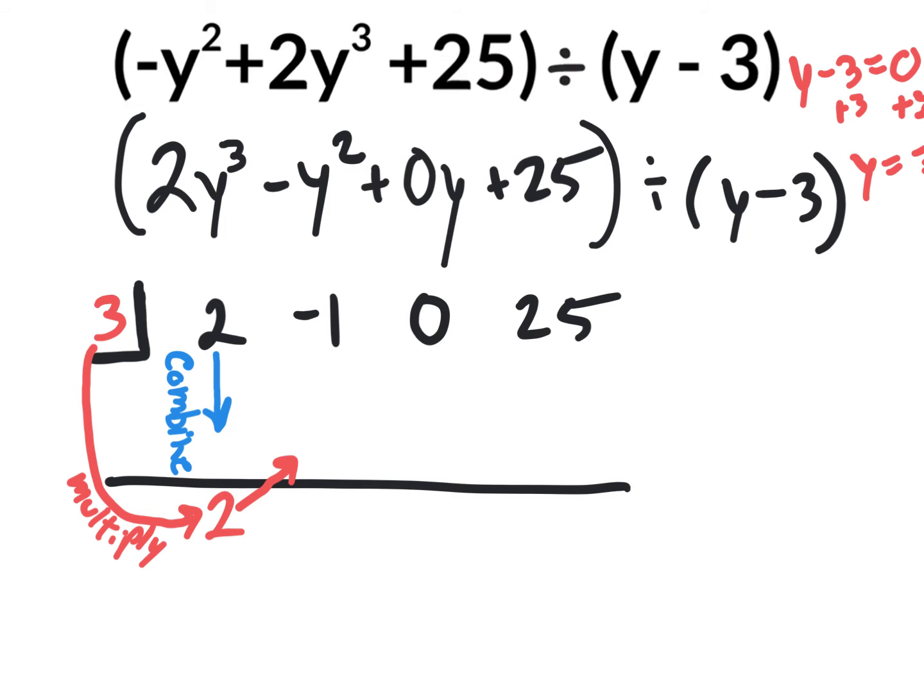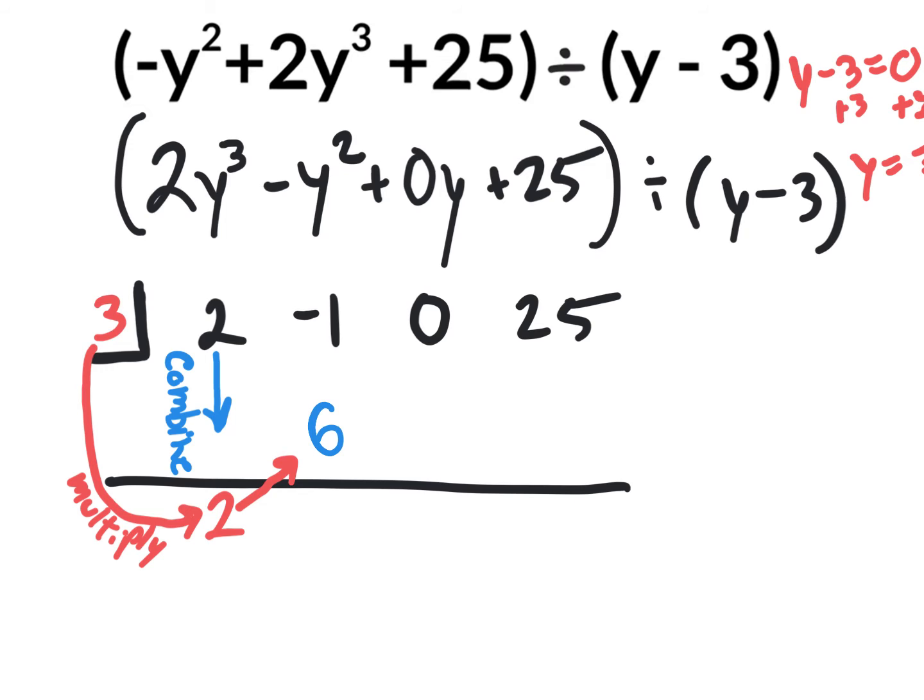Okay? So it's kind of like taking notes, but as we're working this example, right? The 2 combines with nothing. 2 plus nothing is 2. The 3 multiplied by 2 gives us a 6, and I put that 6 right here, right below the negative 1. I know it's weird, but trust me, you're going to love it.